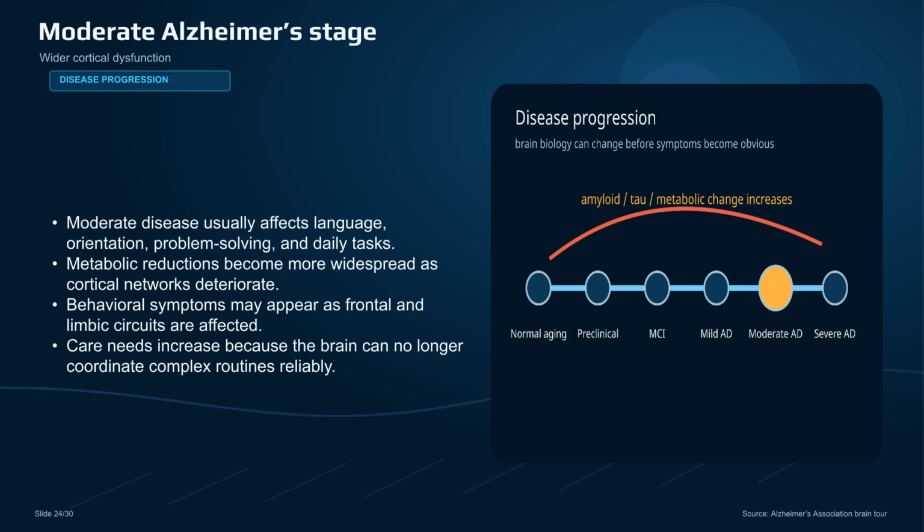In moderate Alzheimer's, disease affects language, orientation, and complex daily tasks. Metabolic reductions become widespread, and behavioral symptoms may appear. Care needs increase as coordination fails.